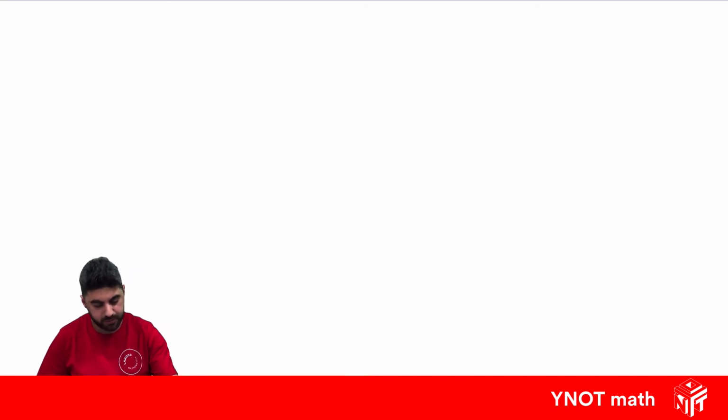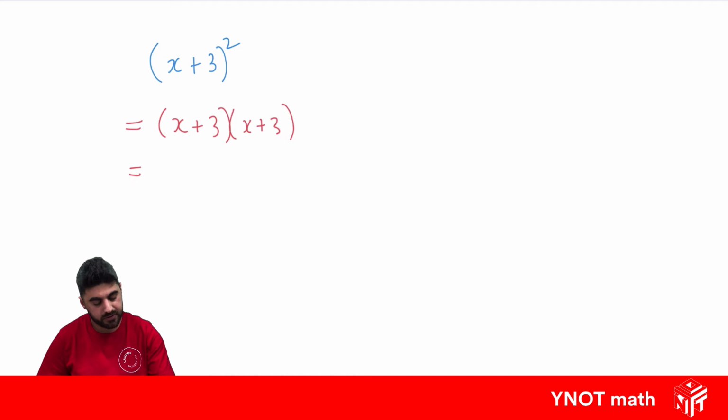Let's look at some more. What about x plus 3 squared? There's a couple of ways we can do this. We could write it out as x plus 3 times itself, x plus 3, because that's what squared means, and we can go ahead and do that. And we get x times x is x squared, x times 3 is 3x, 3 times x is also 3x, and 3 times 3 gives us 9. We can add our two middle terms, so 3x plus 3x gives us 6x, plus 9.